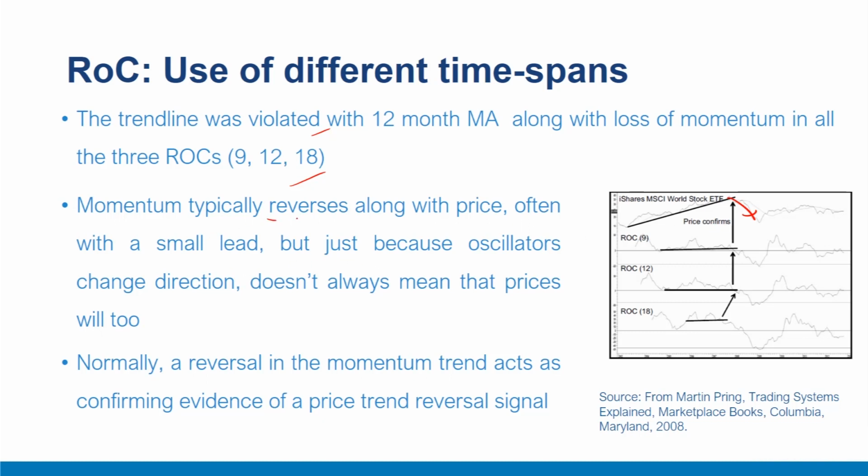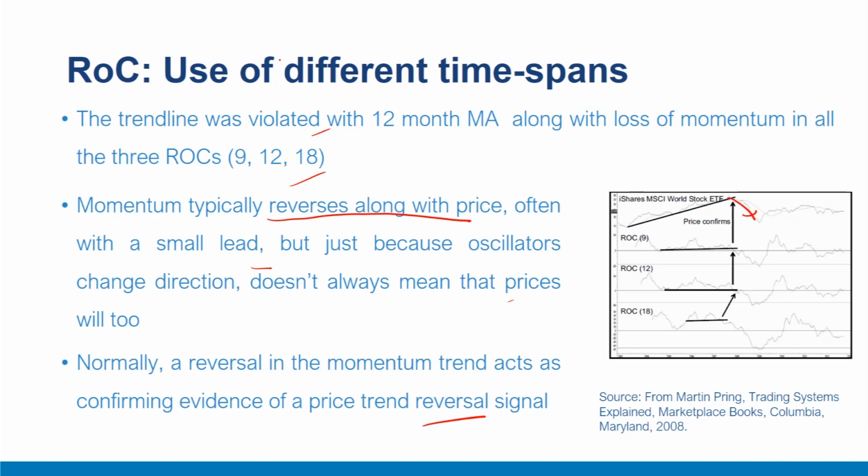Now, momentum typically reverses along with price, often with a small lead, but just because oscillators change direction doesn't mean that price will also change direction too, so that is not a guarantee. Normally, a reversal in momentum trend acts as confirming evidence of a price trend reversal. So it's sort of confirming evidence in the weight of evidence approach. The final signal will come from the price action itself.